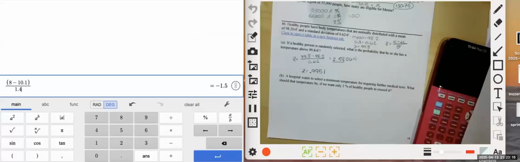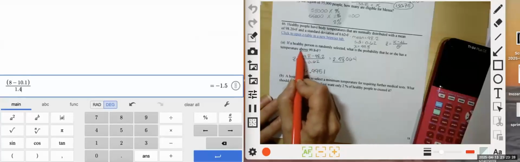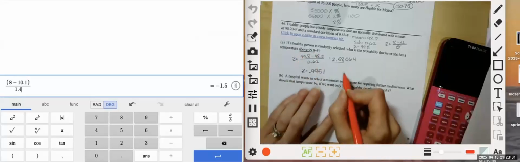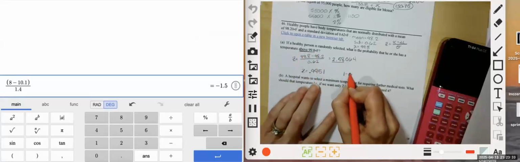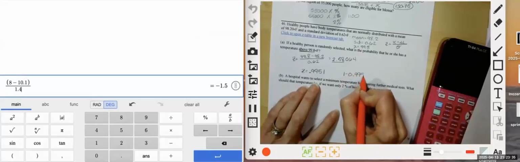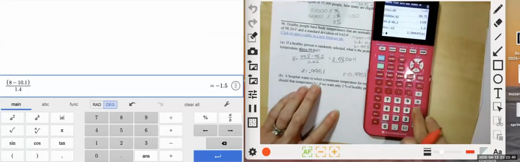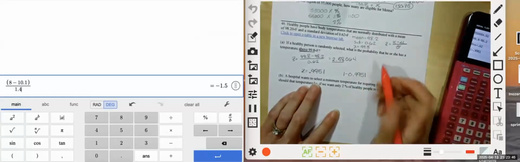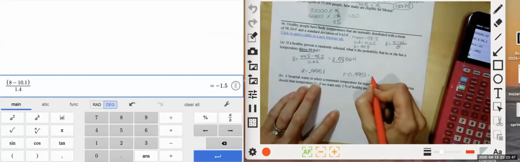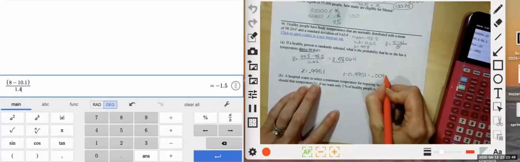Do you understand why we're subtracting it from 1? Yes, just because of the word above, greater. So 1 minus 0.9951 is 0.0049.